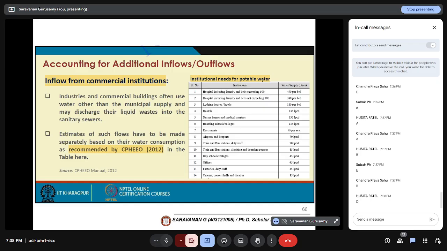Let me check. Cinema halls and all are 15, but you are saying day schools and colleges 45, right? So in the given options, cinema halls and concert halls have lesser water consumption. Think about how much we are using. Here we are spending only 1 or 2 hours, but here we are spending a maximum of 8 or 12 hours, so consumption will be more.